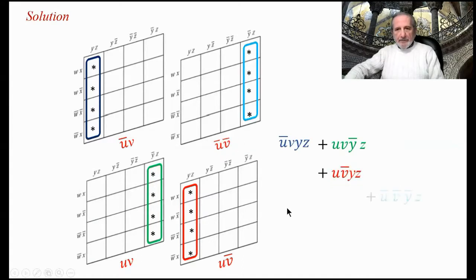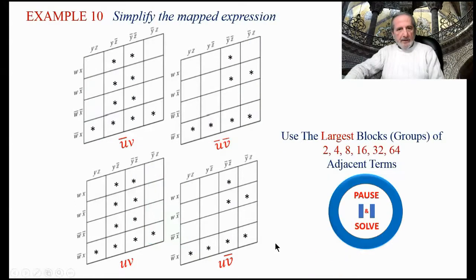Y bar Z. Now, if you look at any of these two terms here, there's too many changes. Look, U changed and Y changed. Look at these two here, U changed and V changed. Look at these two here, V changed and Y changed. So there's no more simplification. And that is the answer. It's your turn.